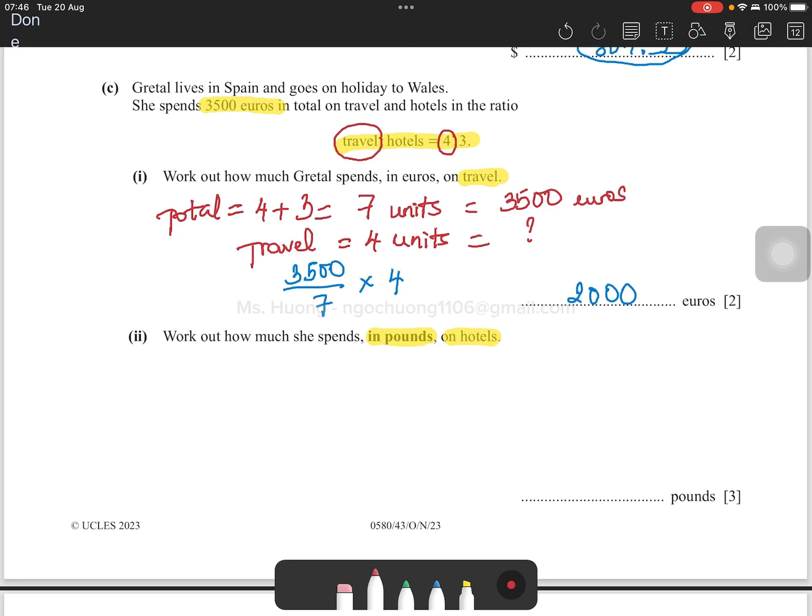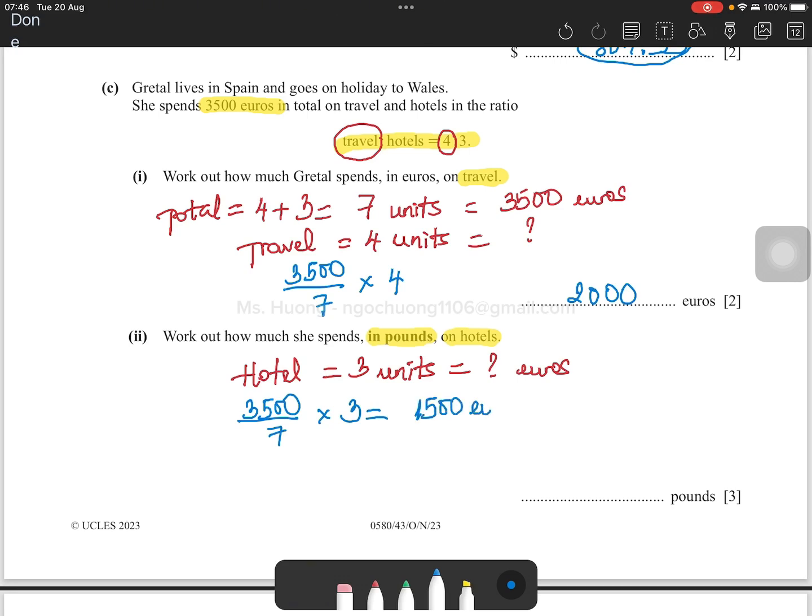Next, work out how much she spends in pounds on hotels. First of all, look at the ratio. The hotel accounts for 3 units. And if we want to know 3 units is corresponding to how many euros, then we do the same thing as question 1. We also divide 3,500 by 7 to find the value of 1 unit. Then we multiply it by 3. So it is 1,500 euros. And now we will try to convert this to pounds.